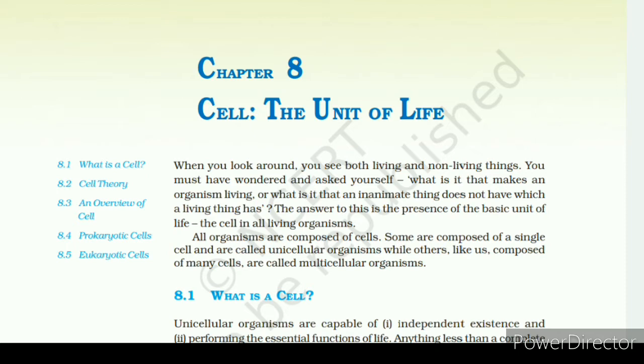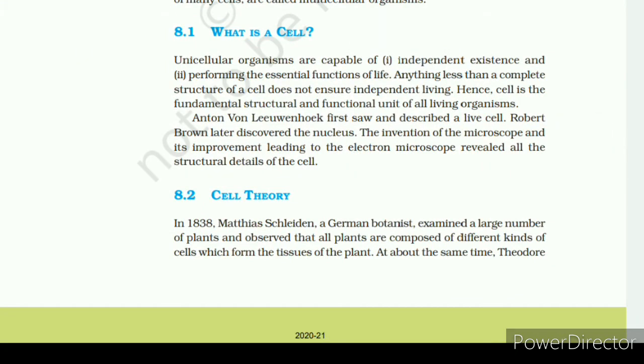8.1. What is a cell? Unicellular organisms are capable of, number 1, independent existence, and number 2, performing the essential functions of life. Anything less than a complete structure of a cell does not ensure independent living. Hence, cell is the fundamental structural and functional unit of all living organisms. Anton von Leeuwenhoek first saw and described a live cell. Robert Brown later discovered the nucleus. Invention of the microscope and its improvement leading to the electron microscope revealed all the structural details of the cell.